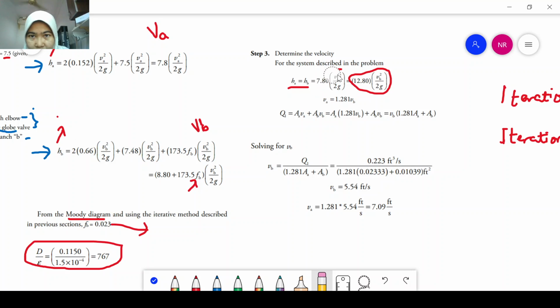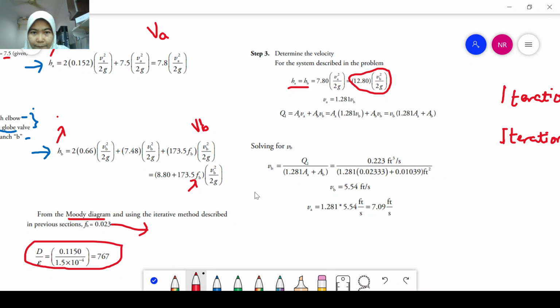Okay, this is for HA. Okay, and this is for HB. So now you can know VA in terms of VB. So VA is equal to 1.281 VB. Okay, so you use this value of VA in this equation.